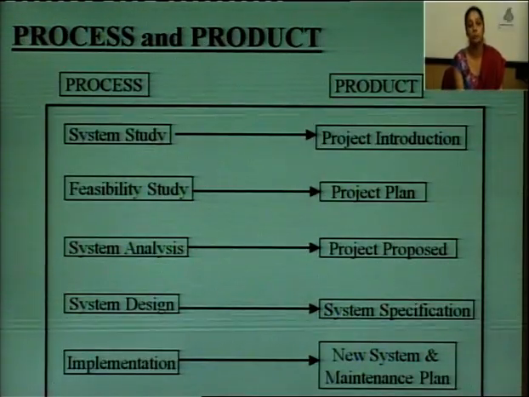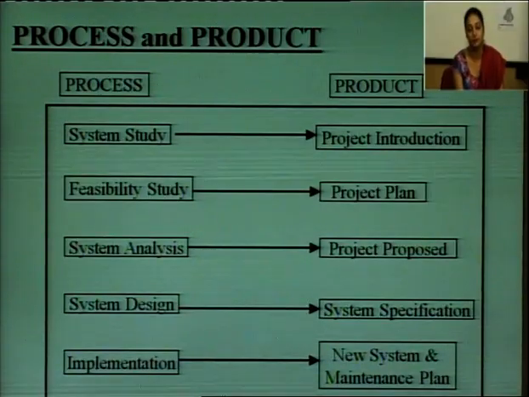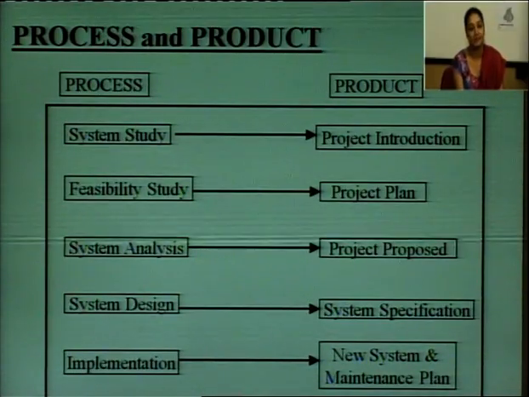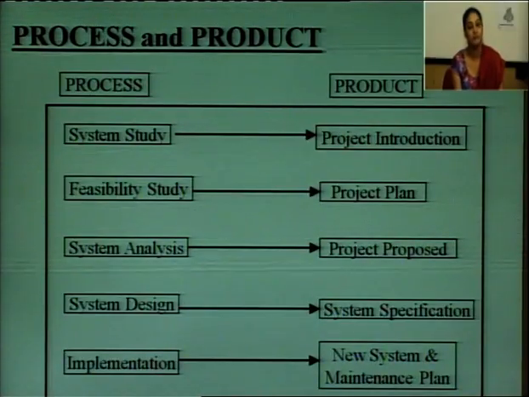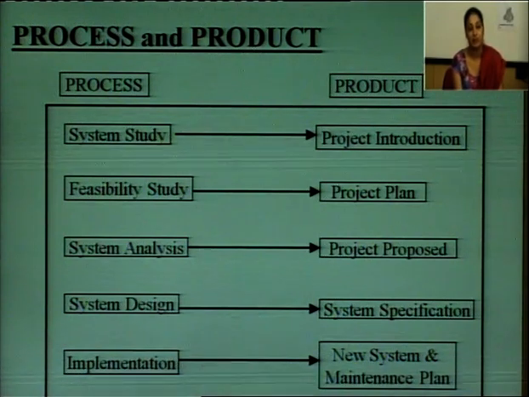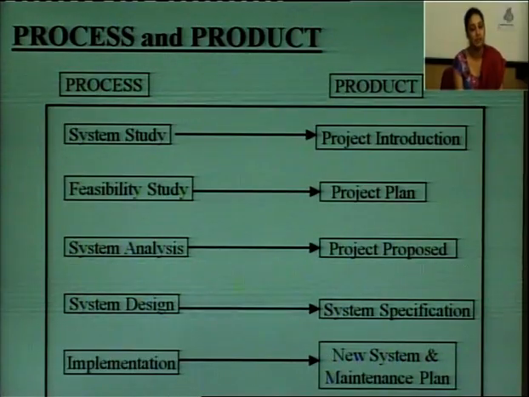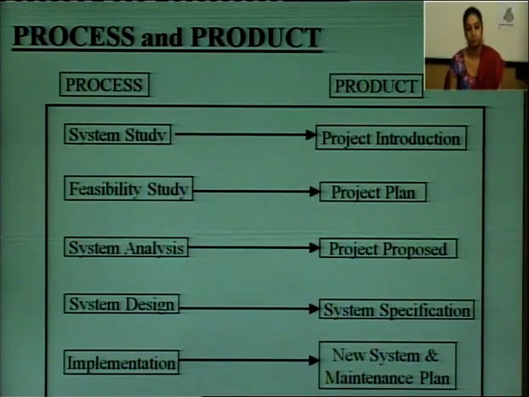Now the various outputs given by each and every phase. Here there is a process and there is a product given by that stage. First one is system study. It gives us a project introduction. Then there is a feasibility study. It gives us a project plan. System analysis gives us a project proposal. System design gives us a system specification, and the implementation gives us a new system and maintenance plan.